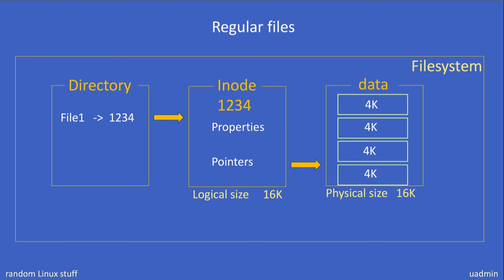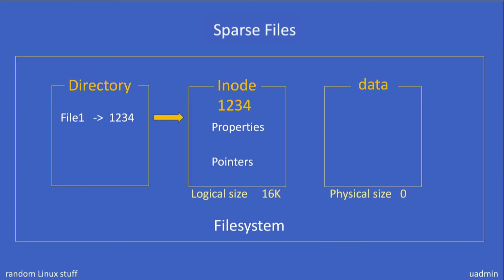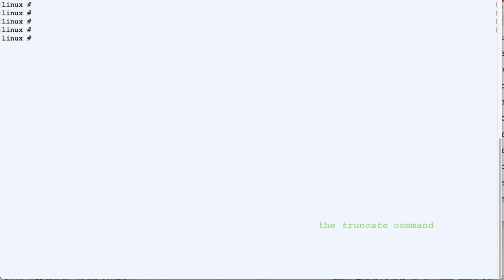Now a sparse file is a file like file1. It has a name as well as an inode, but the difference is that no actual blocks will be allocated. To easily create a sparse file you can use truncate like this. So I run truncate -s, specify the size of 16K, and the file name will be file2.